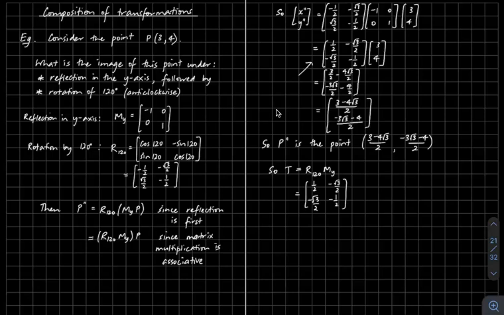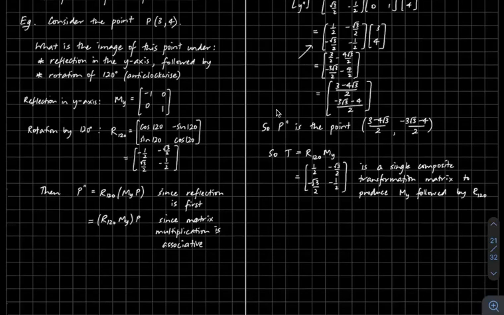So that matrix that we produced there is a single composite transformation matrix to produce that reflection followed by this rotation here, R120.